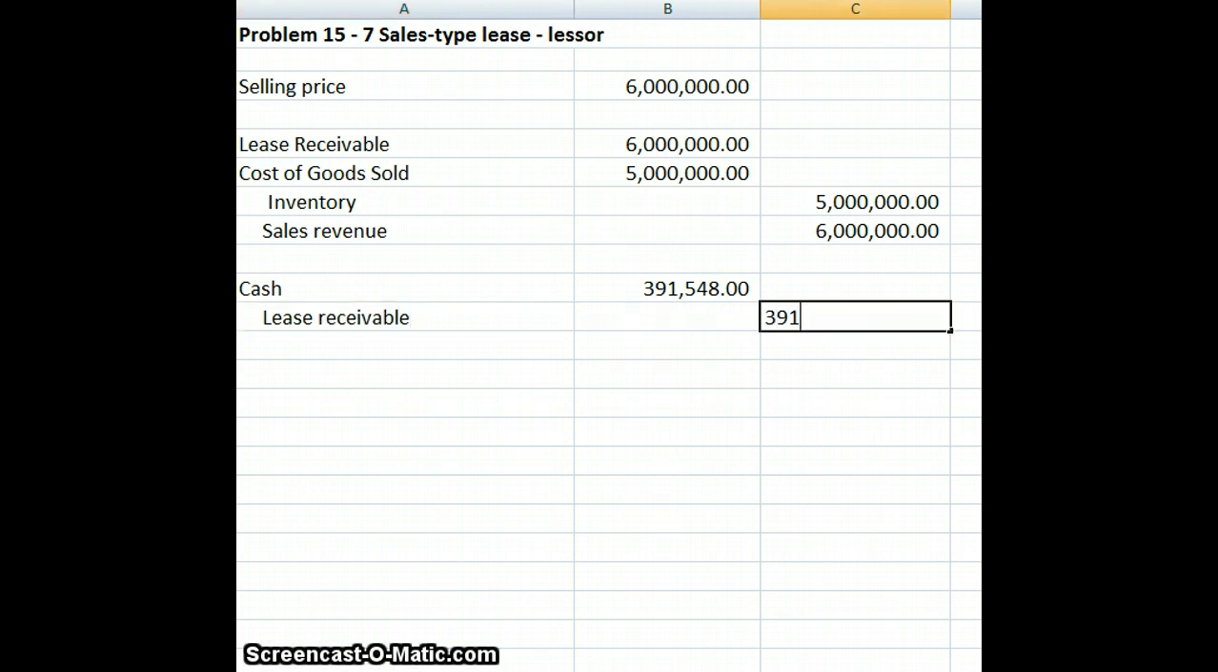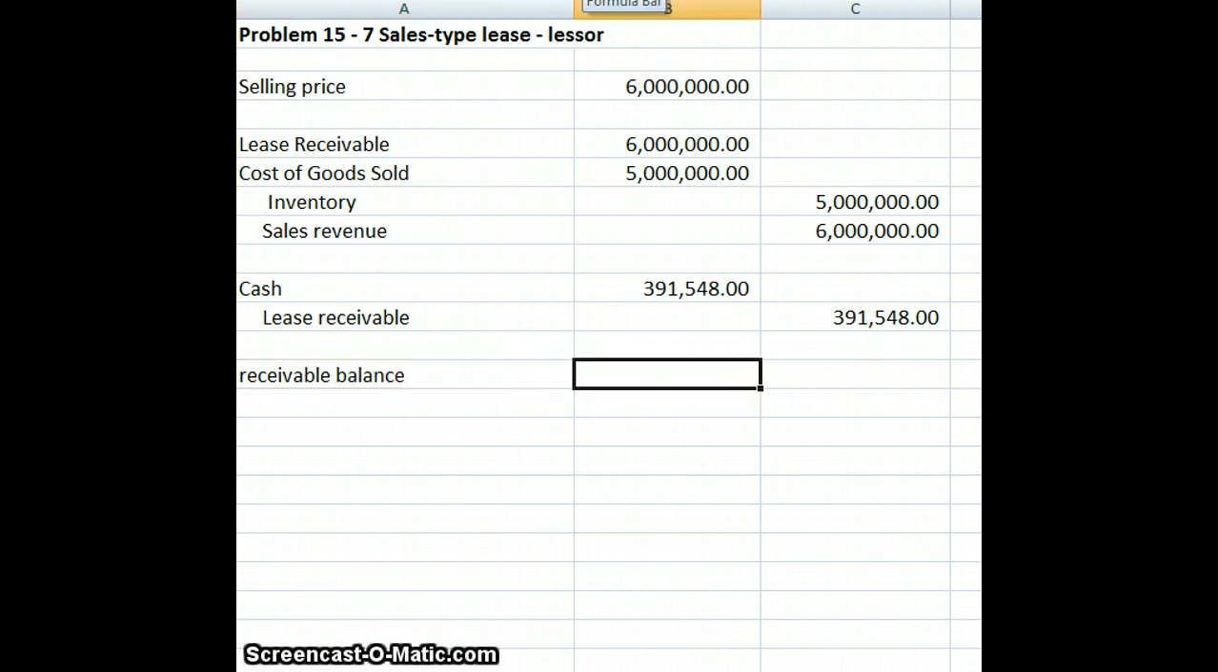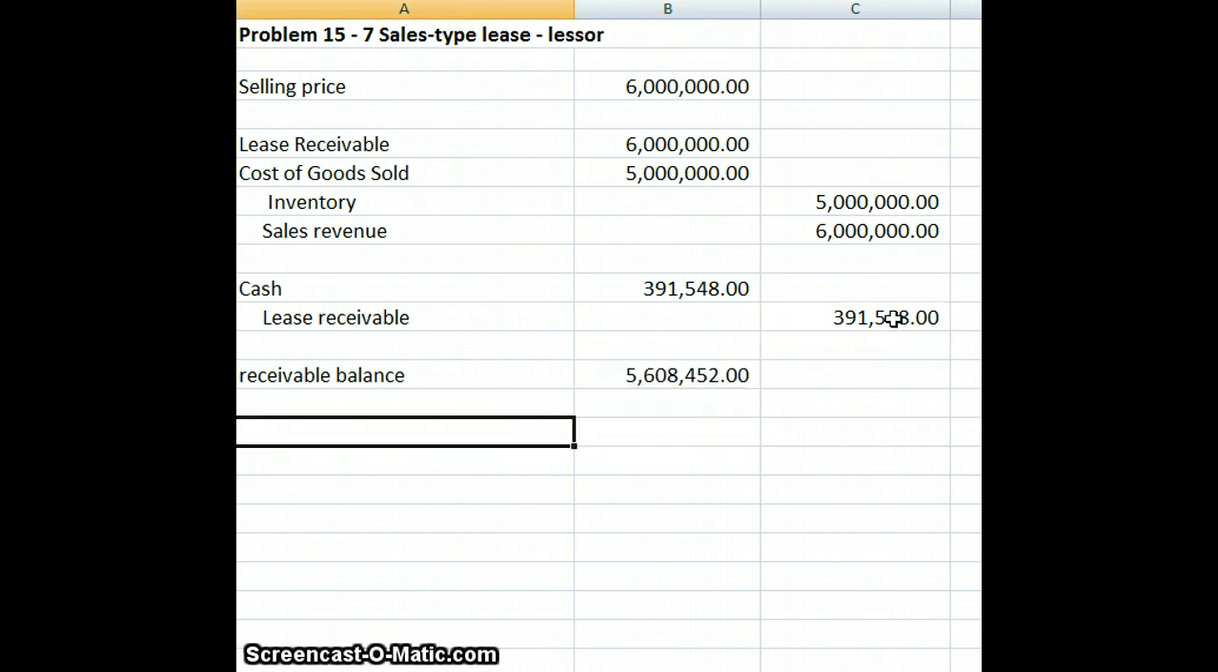Because there was no interest accrued at that period of time, because it's just an initial payment, the $391,548 is also going to reduce our principal balance for our receivable. So our receivable balance is going to be $6 million minus the payment that we made, $6 million minus 391, so $5,608,452 is our receivable balance.